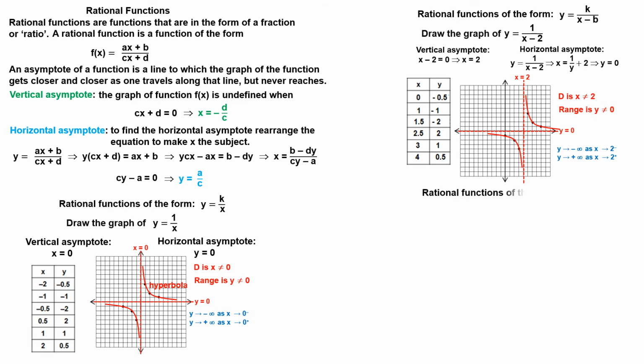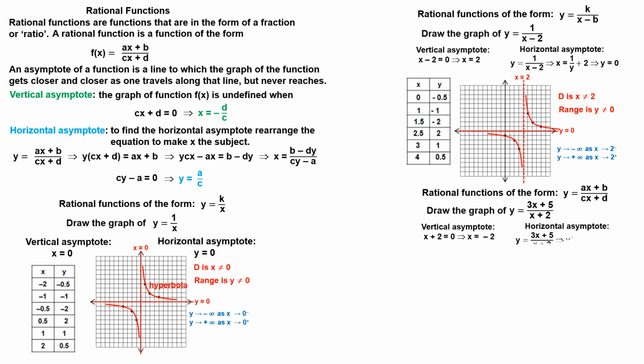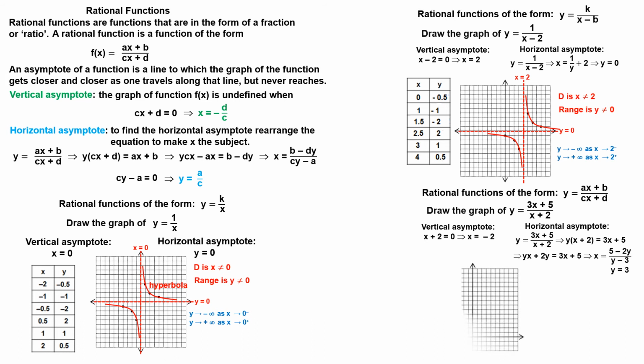Rational functions of the form. Draw the graph of a function. First, find the vertical and horizontal asymptotes. The vertical asymptote is the line x equals minus 2. To find the horizontal asymptote, make x the subject. The horizontal asymptote will be the line y equals 3. Pay attention. Draw the asymptotes.